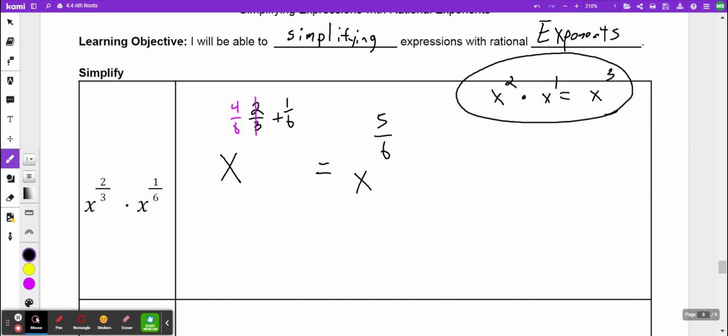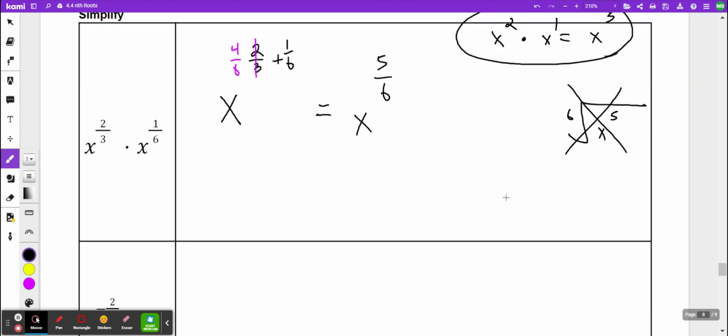Remember, if we're multiplying the whole term to the other term and they're the same term, we're going to add the exponents or the powers. And we did. That's it. We're done. Now, if I wanted to, we don't have to do it, but this would be the sixth root of x to the fifth. But we're not asking for that. We're just saying, hey, simplify this for us. Keep it as a rational exponent. All right, well, let's go on.